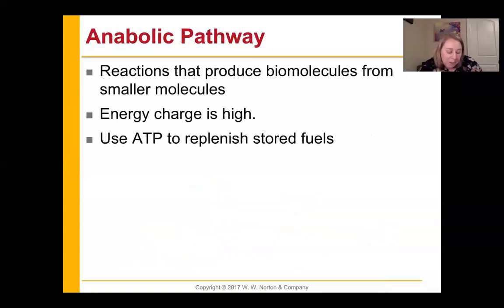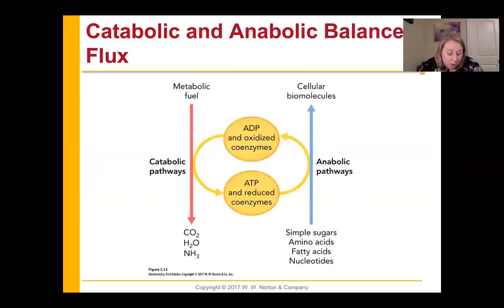All right, so anabolic pathways. These produce biochemical molecules from smaller molecules. So this you're going to do when the energy charge is high, right? And we're going to use that ATP to replenish stored fuels so that we can actually do things. And so we have a balance between catabolism and anabolism inside of the cell. And so they're constantly balanced and going back and forth, right? To getting that fuel, eating that fuel, converting that fuel. And so you have to remember that it is always, always, always balanced.